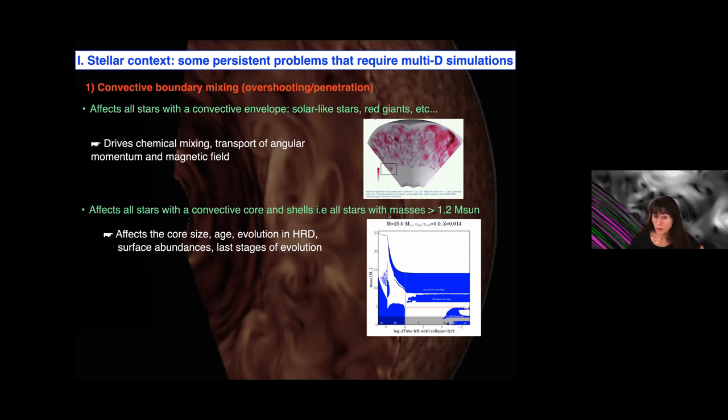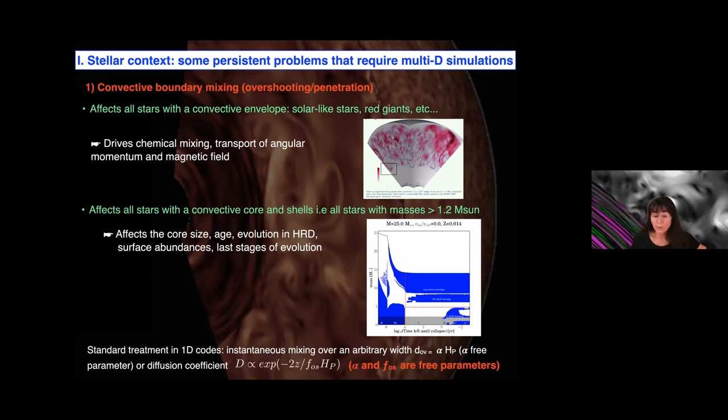You have the same for stars which develop convective cores or burning shells, convective shells, and this affects any star with masses beyond 1.2 solar masses. This extra mixing affects the size of the convective core, the age, the evolution in the Hertzsprung-Russell diagram, surface abundances, and even late stages of evolution. The problem in 1D stellar evolution codes is that this mixing is treated with free parameters, either instantaneous mixing over an arbitrary width, or a diffusion coefficient with a free parameter.